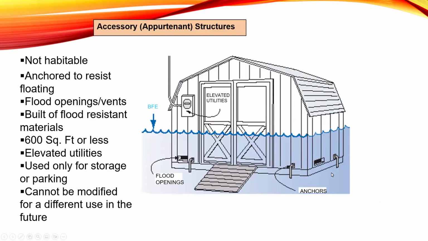And then the accessory structure. So another diagram. They're also called appurtenant structures. So not habitable, they have to be anchored to resist flotation. They have the flood openings. They're built of flood-resistant materials, 600 square feet or less, elevated utilities if there are any, or mechanical equipment, parking or storage, and we cannot modify that use in the future. As I said before, also on the same parcel of property as the principal structure.